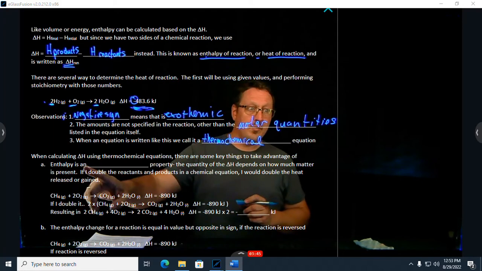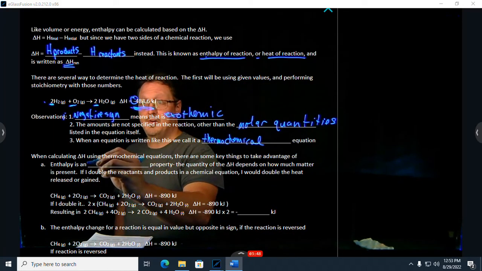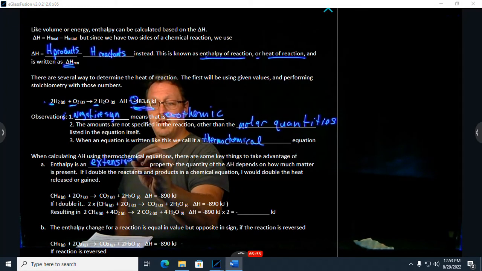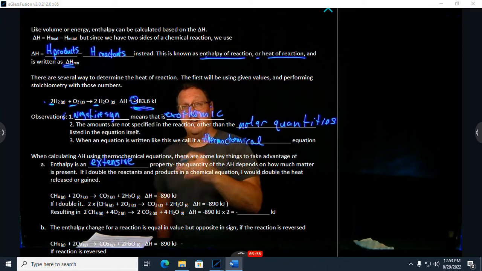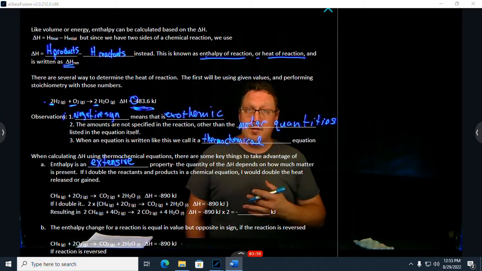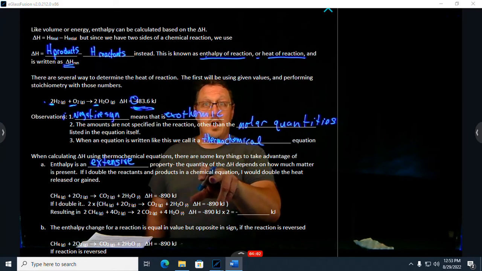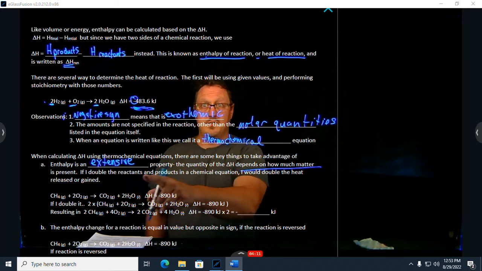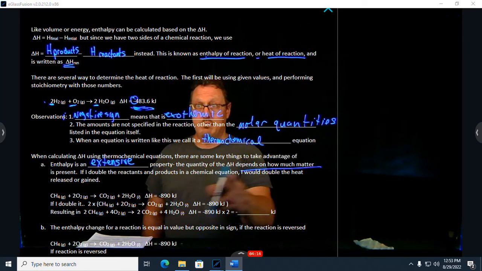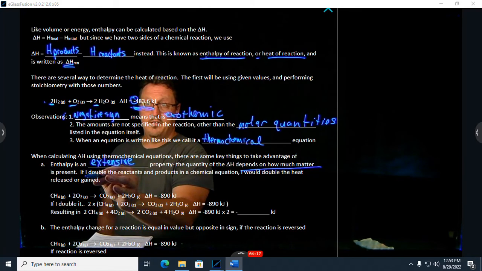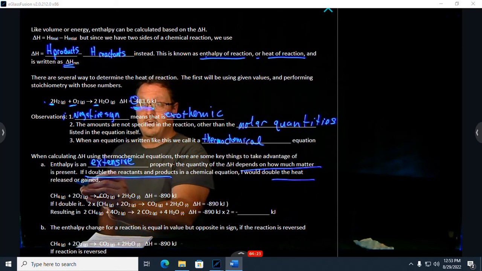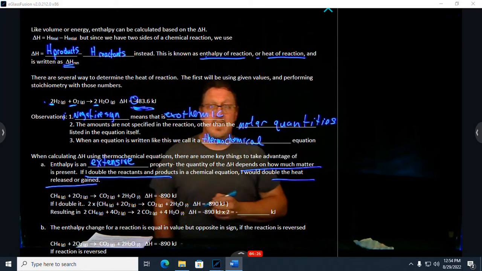So number one, enthalpy is an extensive property. Okay? I don't know if you remember the word extensive or not. And so what that means is that the quantity of how much is there matters. Okay, so an extensive property is a property where quantity matters. And so the quantity of the delta H depends on how much matter I have present. And so if I double the reactants and products in a reaction, I would double the heat released or gained. Okay, and that's kind of a big deal too.